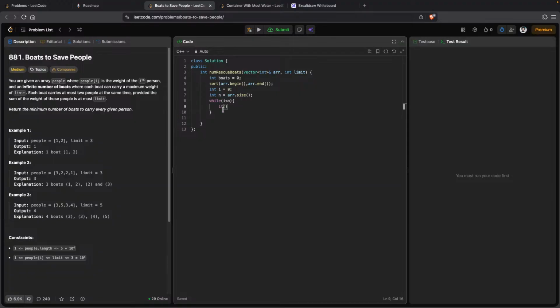If weight is... if array of i is less than equals to, or just equals to, first check this one. If it is equal to the limit, then just increase the counter, boats, and also increase the pointer value.